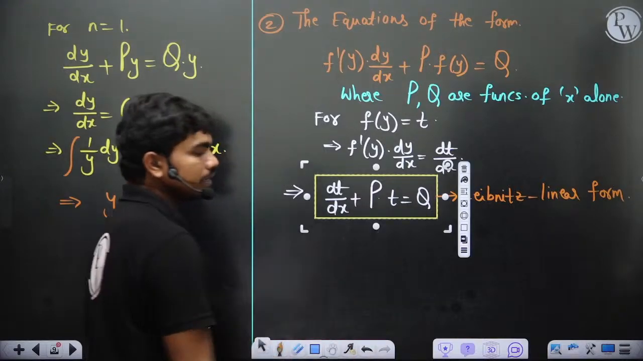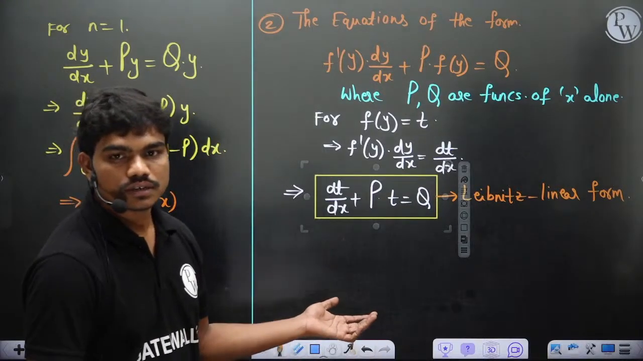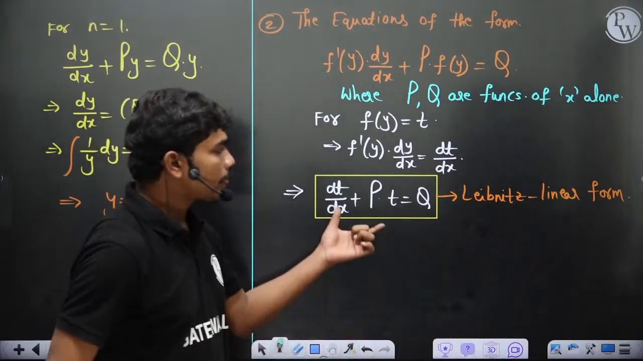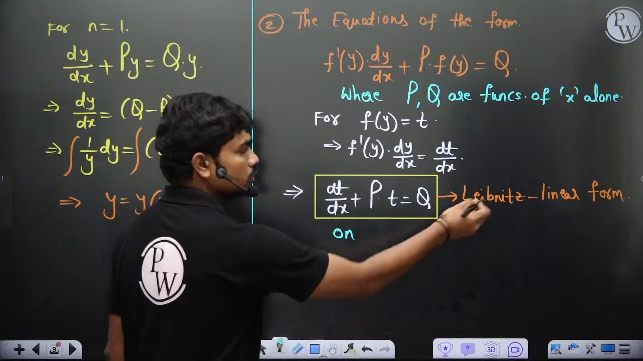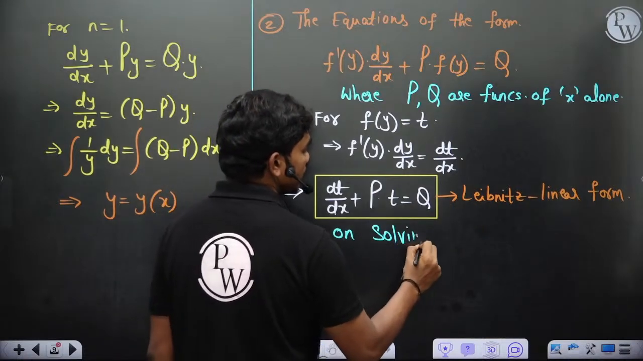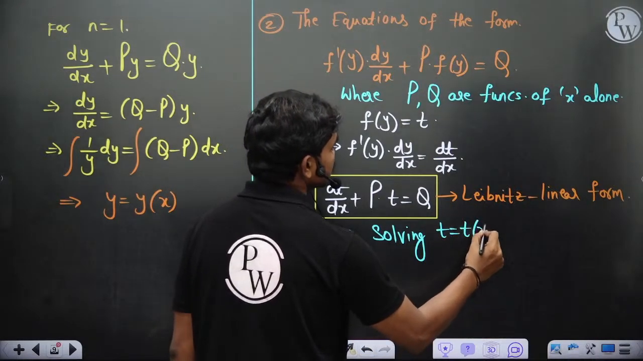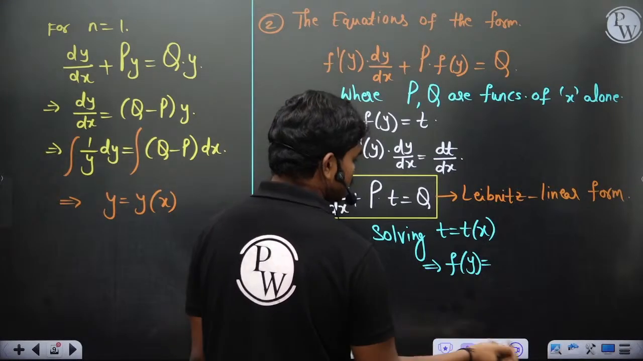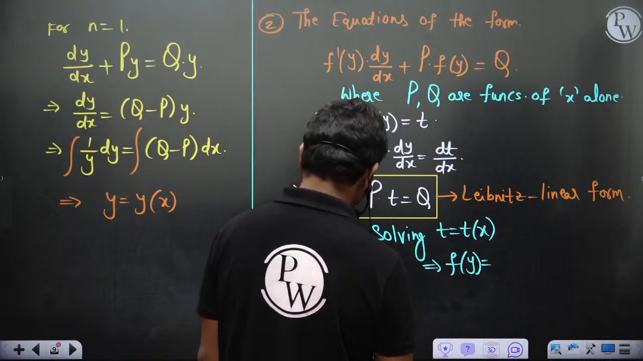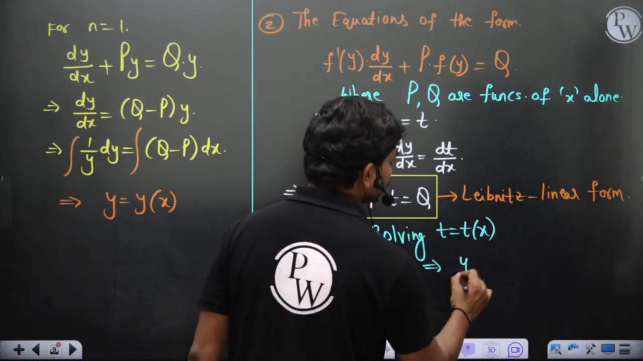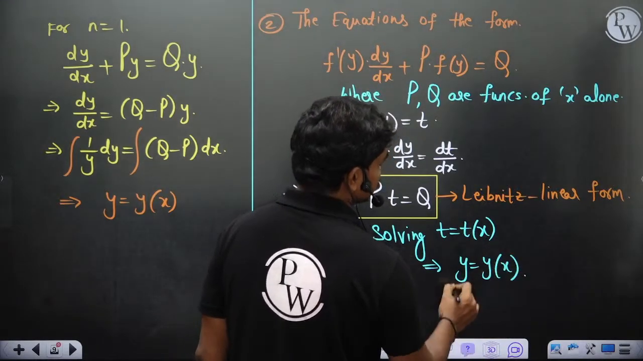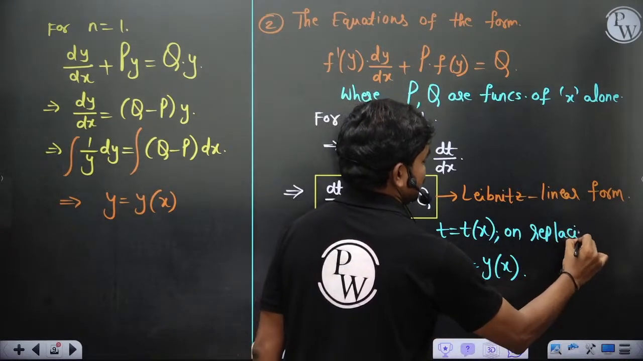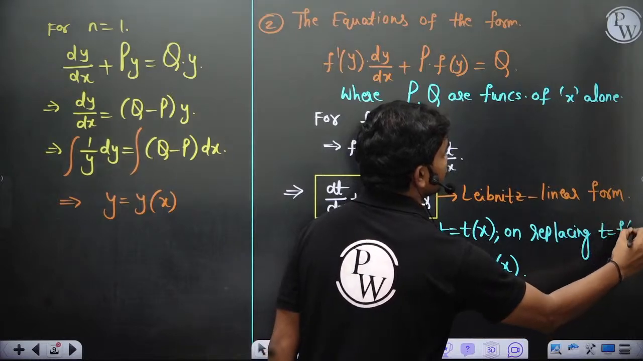So this is Leibniz linear form actually, and once you know this, then ultimately on solving, you know how to solve these equations. On solving, this t is going to be some function of x, so f of y is equal to something in terms of x. Basically, if you simplify a bit, you'll get y is equal to some function of x on replacing t is equal to f of y.